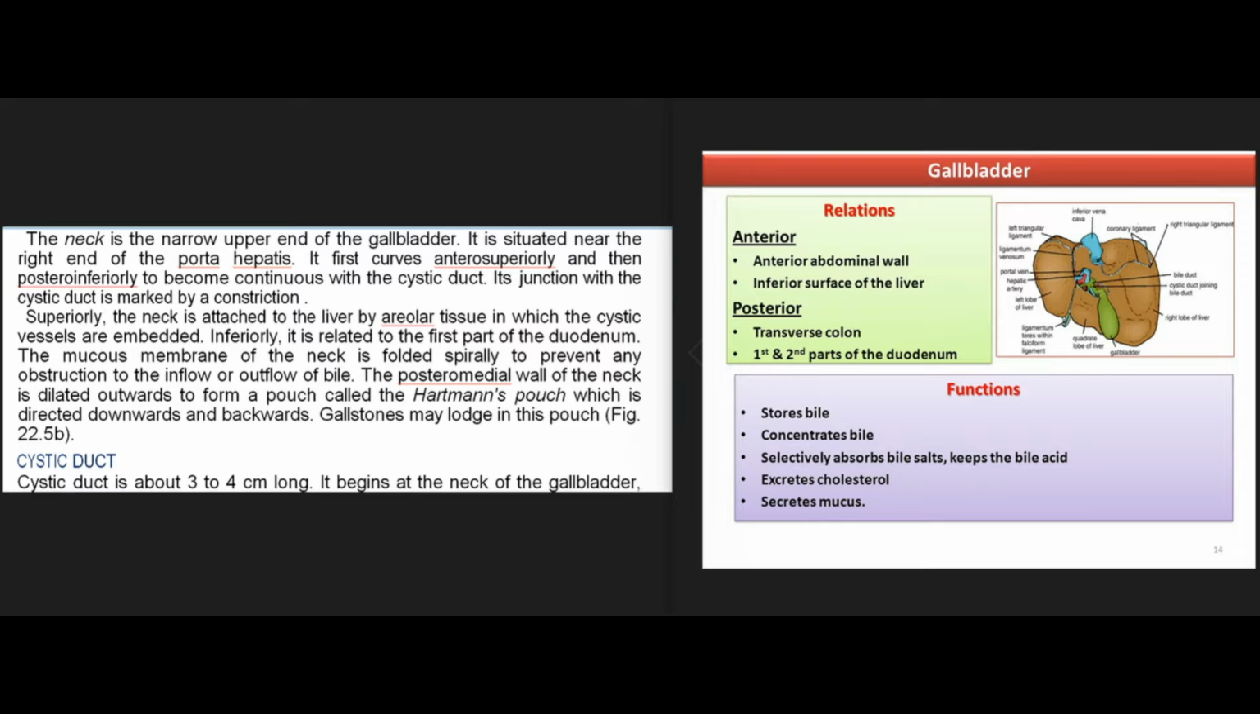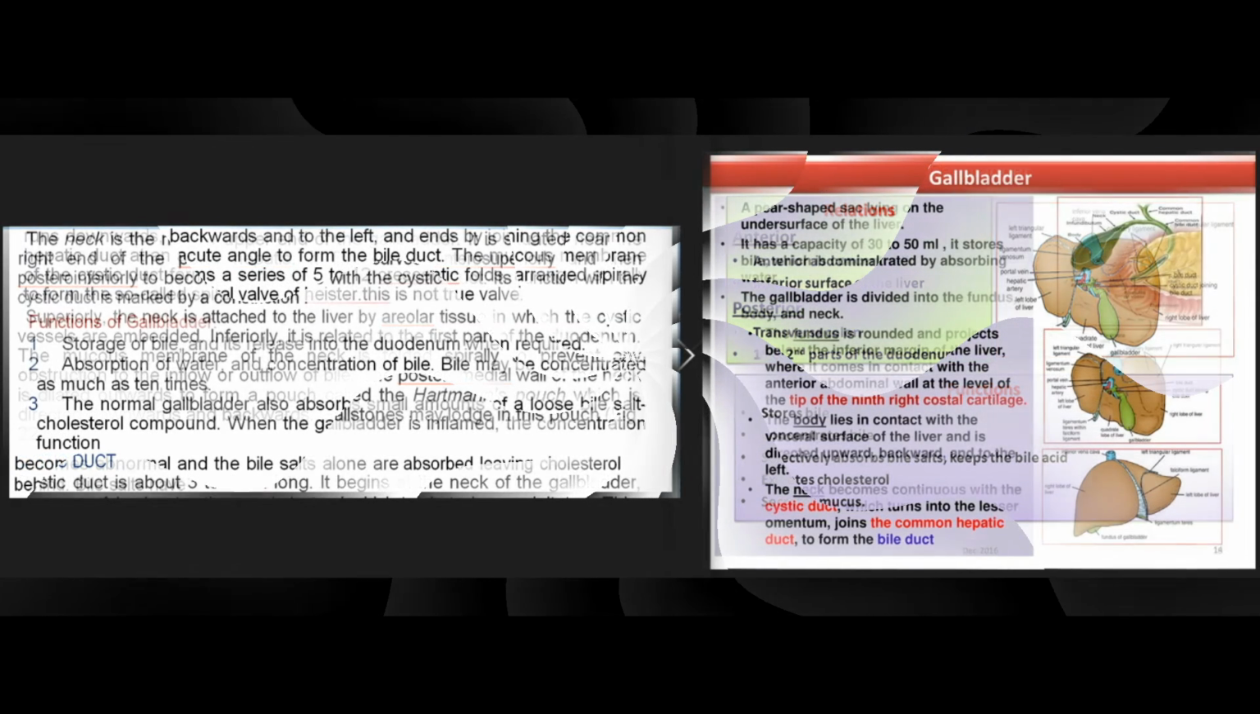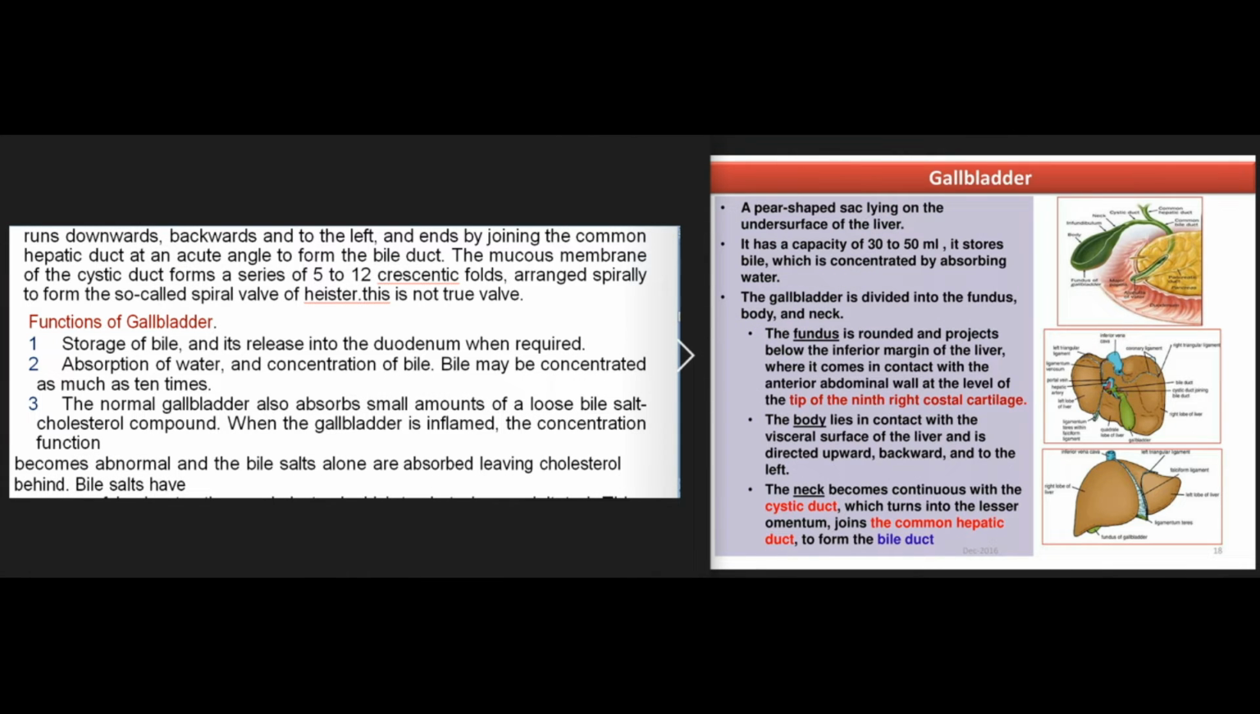Cystic duct is about 3 to 4 cm long. It begins at the neck of the gallbladder, runs downwards, backwards and to the left, and ends by joining the common hepatic duct at an acute angle to form the bile duct. The mucous membrane of the cystic duct forms a series of 5 to 12 crescentic folds, arranged spirally to form the so-called spiral valve of Heister. This is not a true valve.